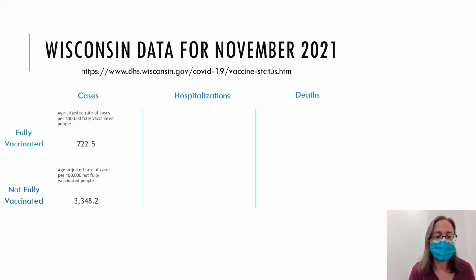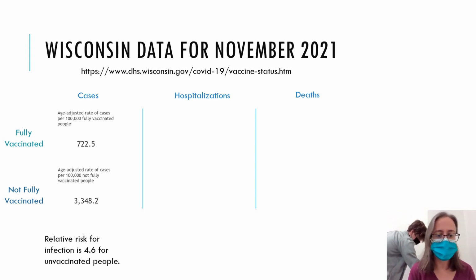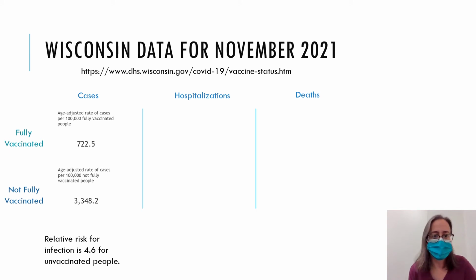Let's look at hospitalizations. Oops, oh yes, there we go. Relative risk is 4.6. So unvaccinated people were 4 times as likely to get COVID. Sorry, my son's plugging in his phone.